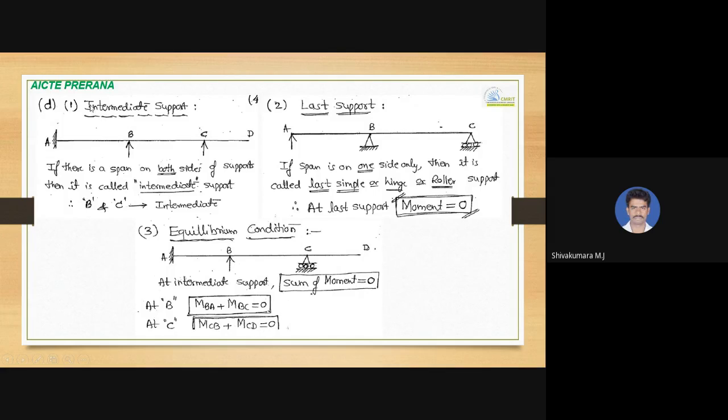So when you call a support an intermediate support, if you consider this sketch, A is not an intermediate support, it is an end support. So A is an end support and the last support is C, and B is the intermediate support. So the net moment over here will be equal to 0.